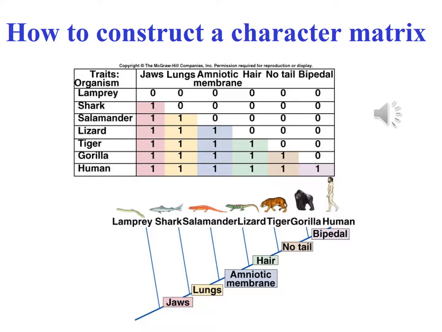So when you see jaws on the cladogram picture below, everything after jaws has jaws, whereas everything before doesn't. So a lamprey does not have jaws, whereas sharks, salamanders, lizards, tigers, gorillas, and humans do.